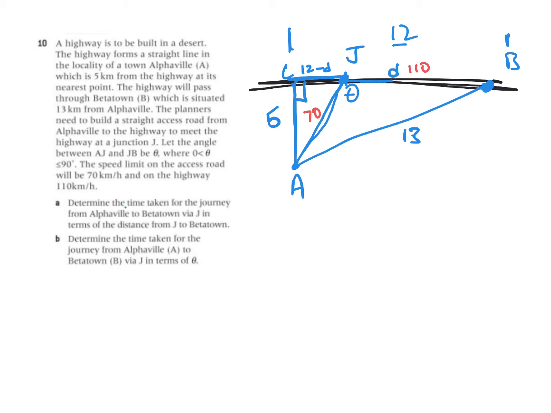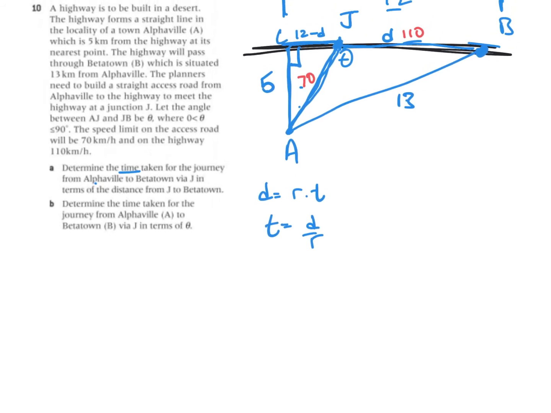And so we want the time taken in terms of distance from J to B. We're looking for how long it is going to take to go from Alphaville to J to B, so that whole distance there. In order to find the time, I know that distance is equal to speed times time, but I'm looking for time. So time is equal to the distance over the speed. So I need to find this distance divided by 70 and this distance divided by 110.